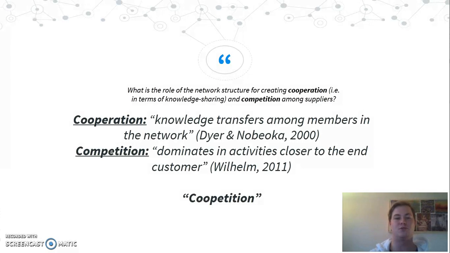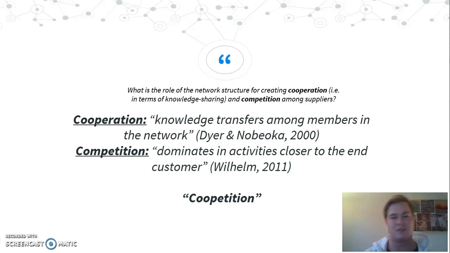The second are 2 definitions, cooperation and competition. Cooperation is the knowledge transfer among members in the network, so they cooperate in developing their own products but help others in developing theirs. The second one is competition. This is focused around the customer. They want to win the race in the best product, and there's no cooperation between suppliers.